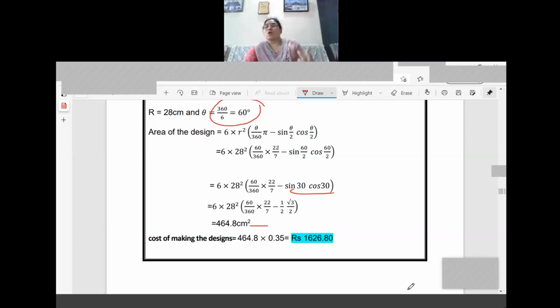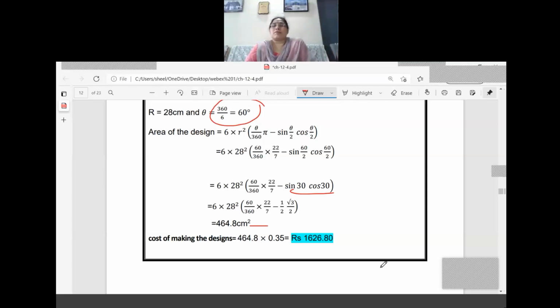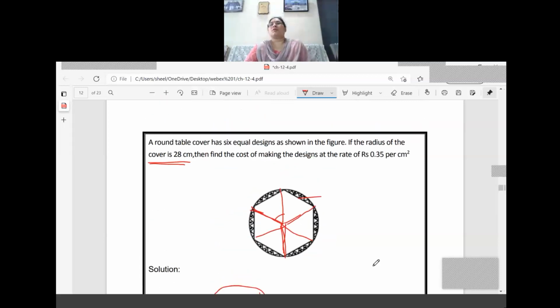Now still the question is not completed. What is the next part? Cost of making the designs. So into 0.35, because it's per centimeter square only, directly it is given. So 464.8 into 0.35, it is equal to 1626.80.